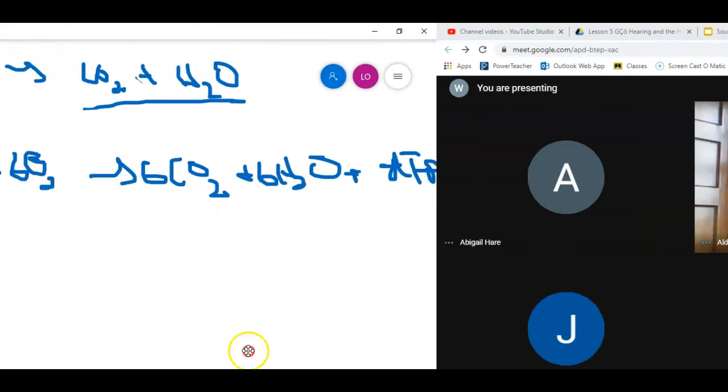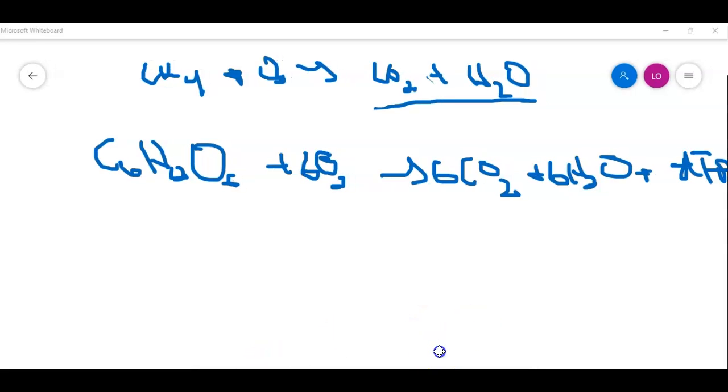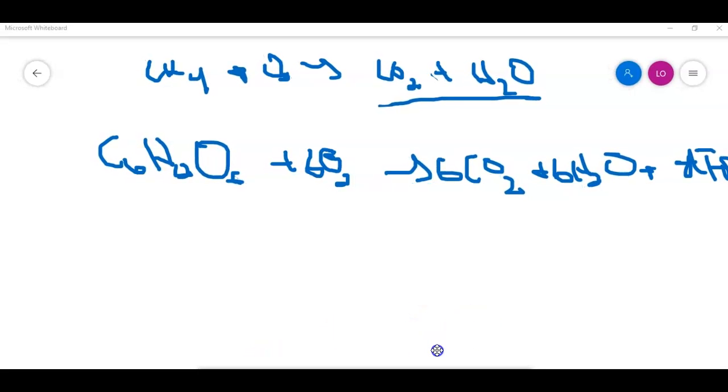So it's producing energy for itself. Yep. So, do you think this is a combustion reaction? Yes, because CO2 and H2O. Exactly, CO2 and H2O is being produced.